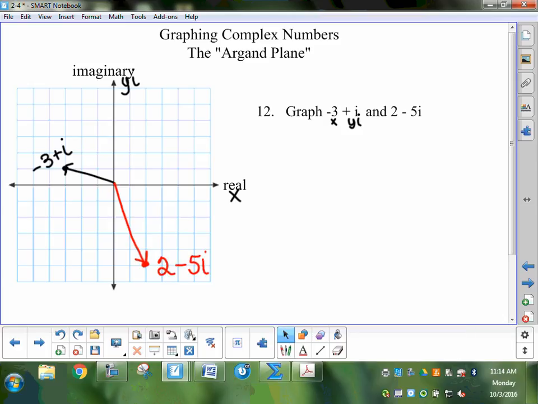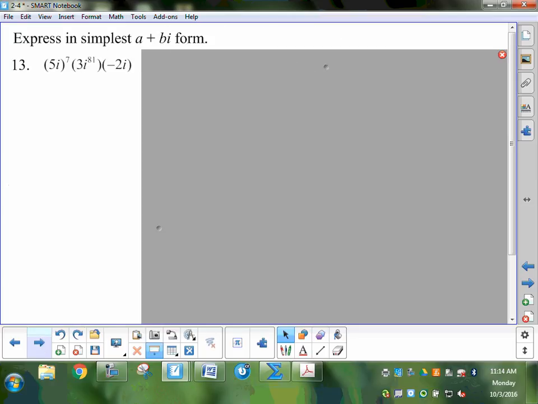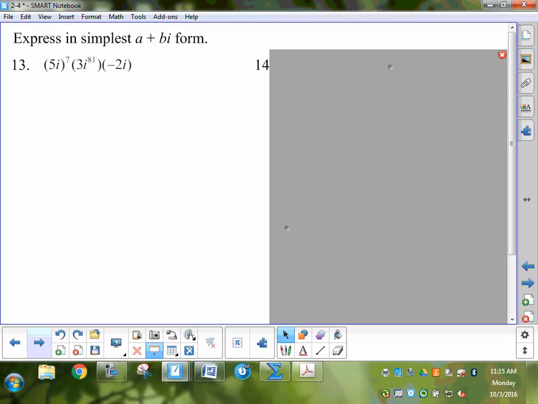Questions on that? Let's give these out in simplest form. Now, this is one where it's going to be a little bit frustrating from my end because it's an order of operations, PEMDAS, one. This is the stuff you should have done back over at Sprott. If I'm asking you to simplify this out, so we take the quantity 5i to the 7th times 3i to the 81st times negative 2i. Who can tell me what I'd have to do first in order to get this simplified out?